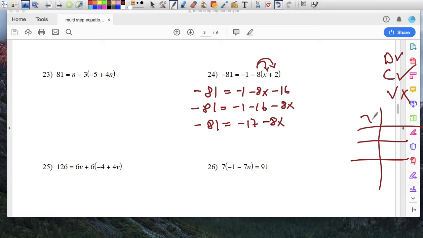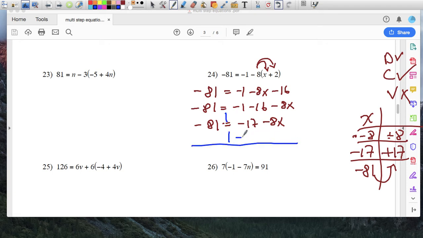So now I can do my story. I have a variable x, which is being multiplied by negative 8, and then minus 17, and that all gives us negative 81. Going backwards, the inverse operations are plus 17, and then divide by negative 8 on both sides. So let's do that. Here's my line in the middle.